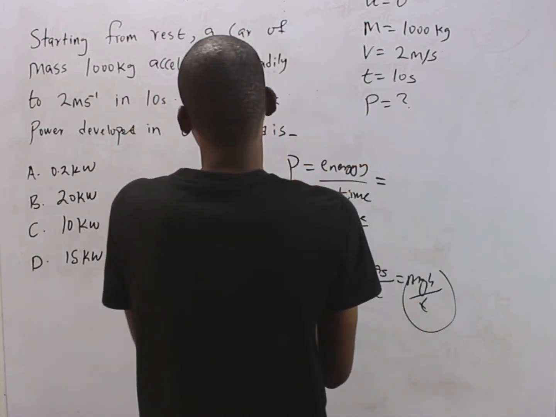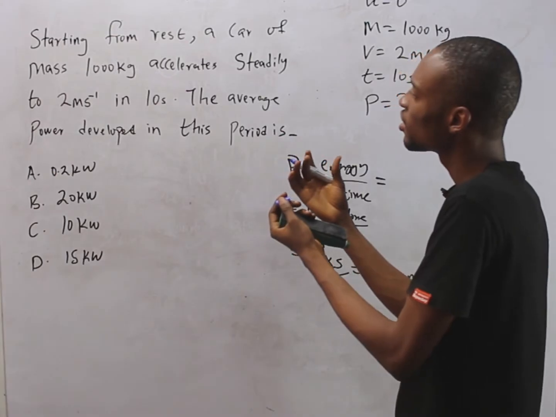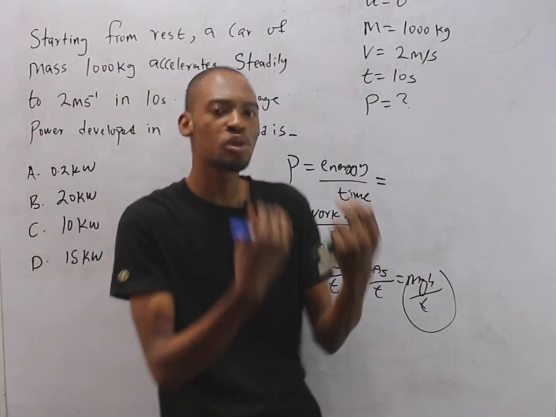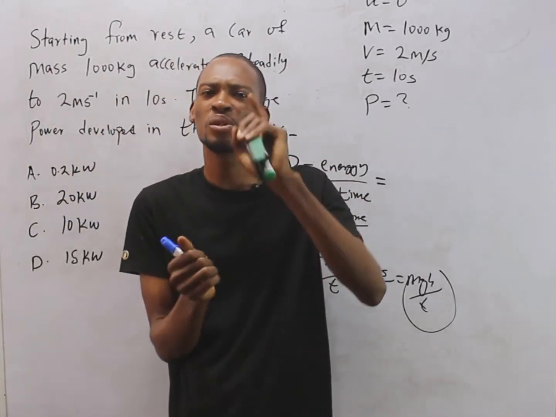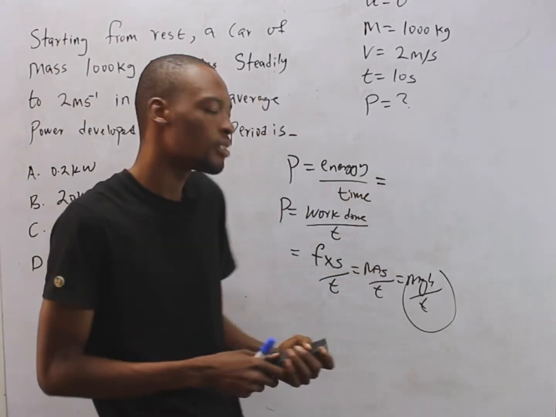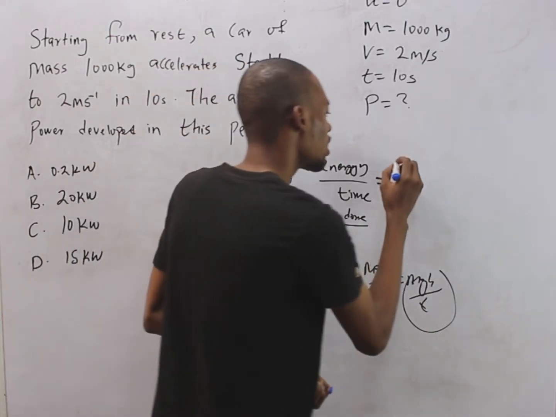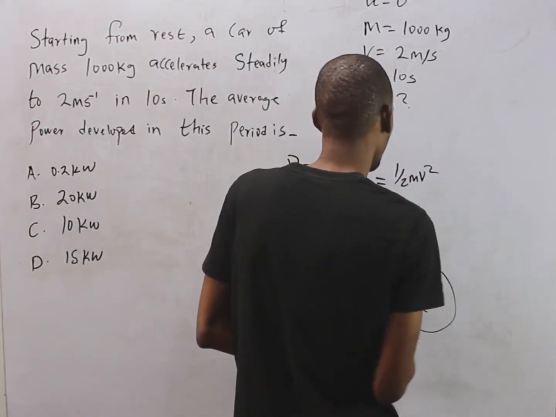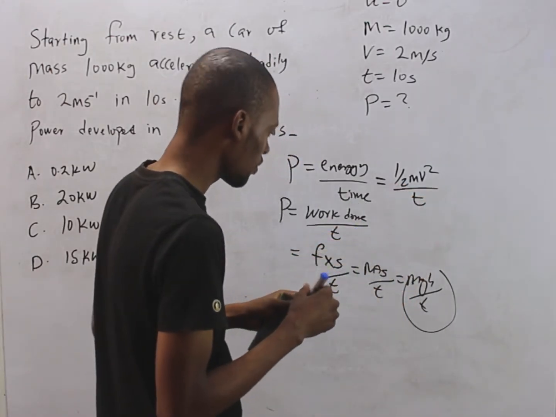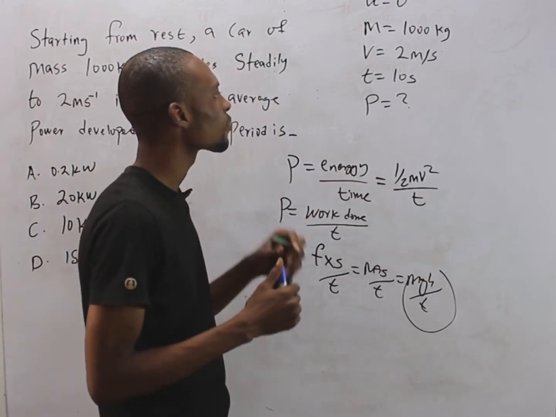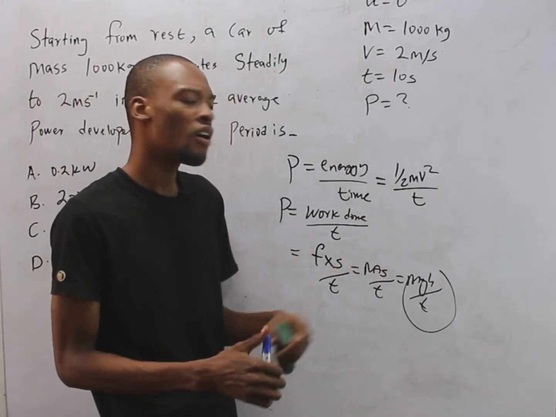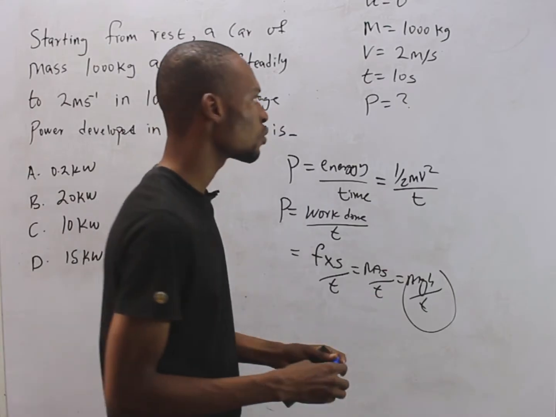A car starts from rest, accelerates steadily. This means the energy possessed by the car is not the energy due to position or height. It is the energy due to motion, and the energy due to motion is simply kinetic energy. And what is kinetic energy? It is half mv squared, and since it is over time, over t. Do we have mass? Yes. Do we have velocity? Yes. And do we have time? Yes. So we have all the parameters we need to solve this question.